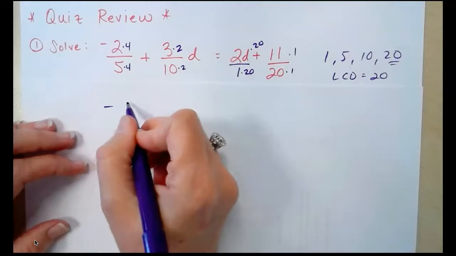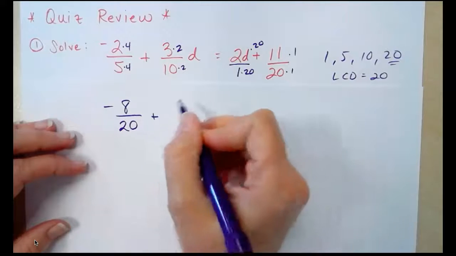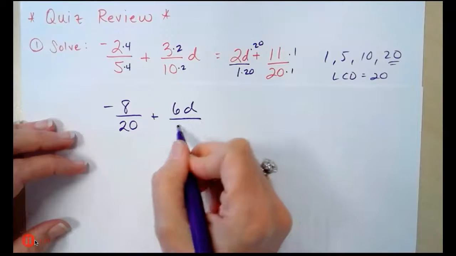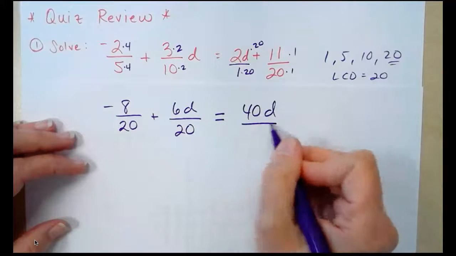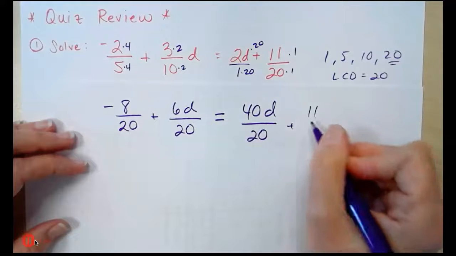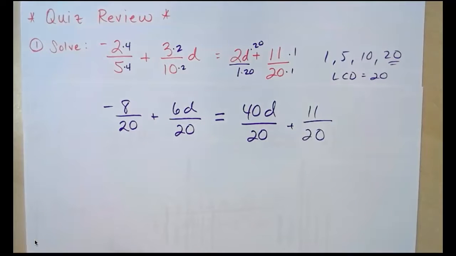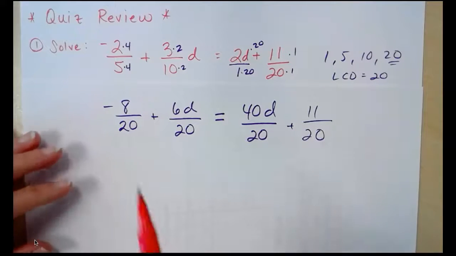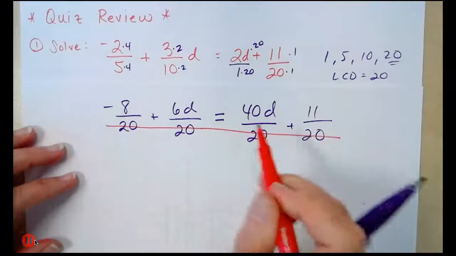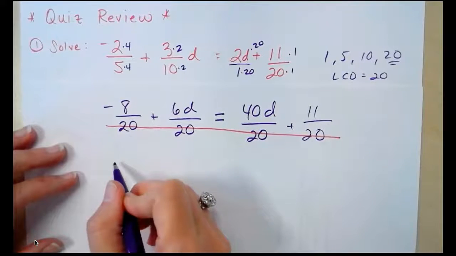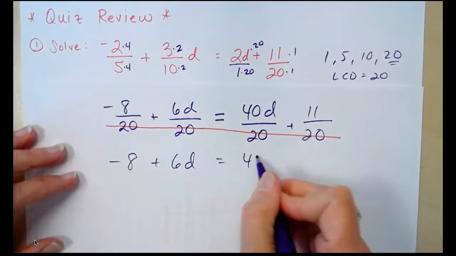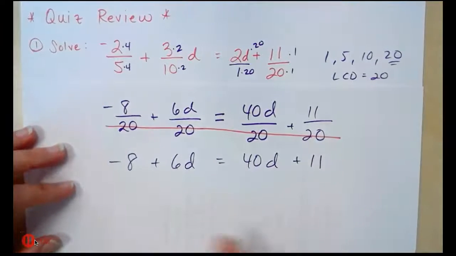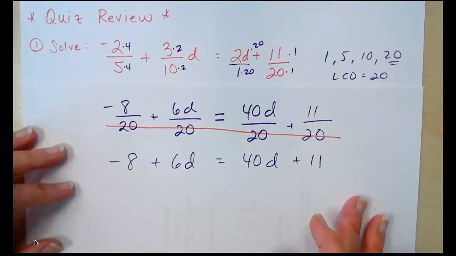So now we have negative 8 over 20 plus 6d over 20 equals 40d over 20 plus 11 over 20. And once you've got that common denominator all the way across the problem, you no longer need it. So now we have no more fractions, and we have negative 8 plus 6d equals 40d plus 11. This becomes a simple equation to solve.